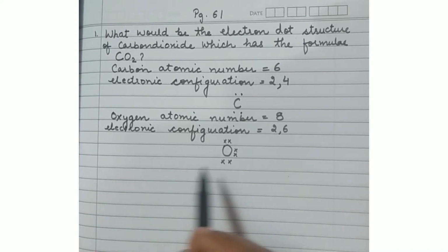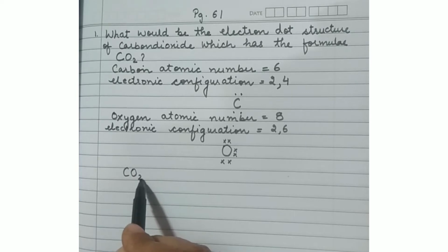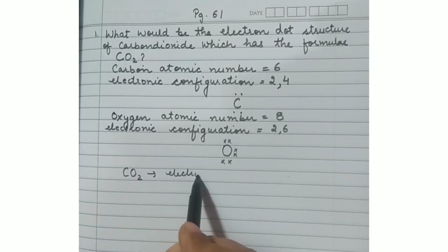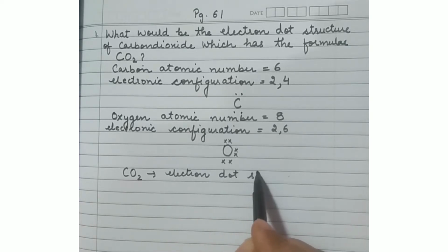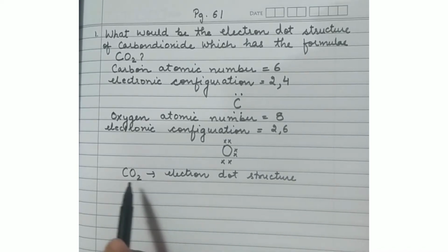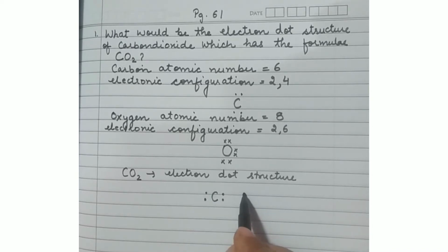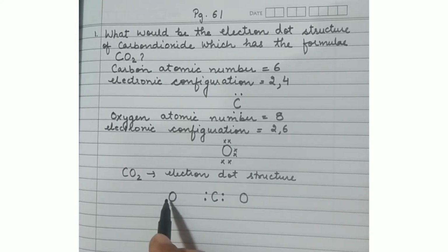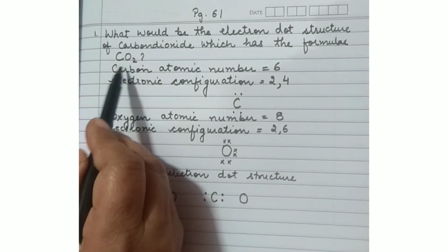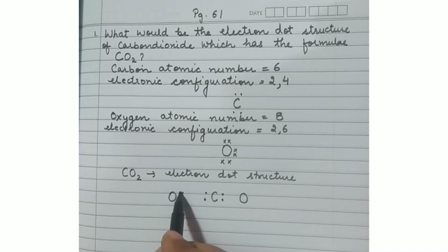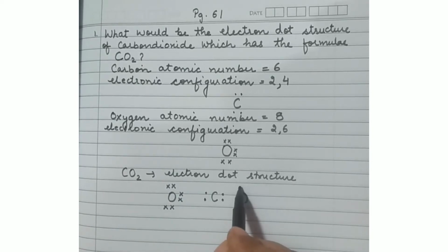Now write down the electron dot structure of CO2. We can write the electron dot structure of CO2 like this. Here is your carbon atom. 4 electrons are present in the outermost shell of the carbon. Here is oxygen. 2 atoms of oxygen are there in carbon dioxide. So write down like this. Also mark here electrons present in the outermost shell of the oxygen atom like this. 1, 2, 3, 4, 5, 6.